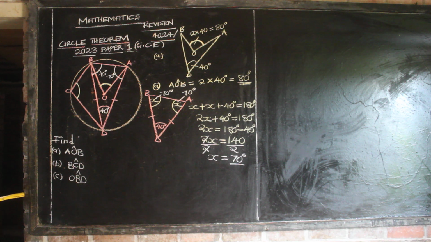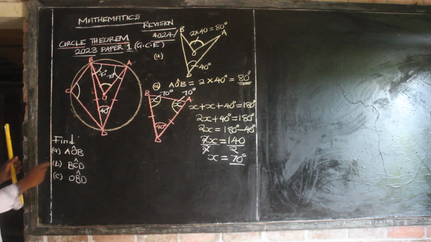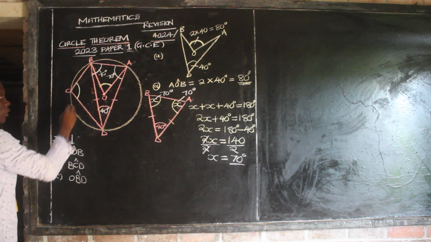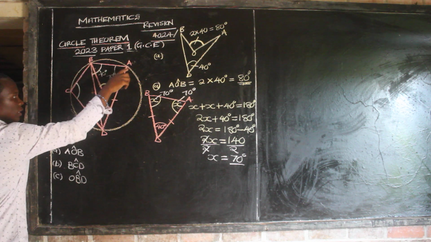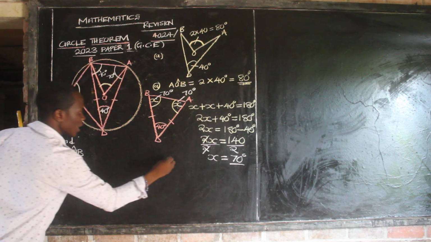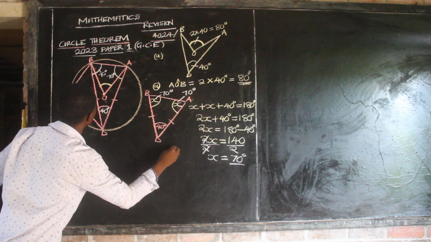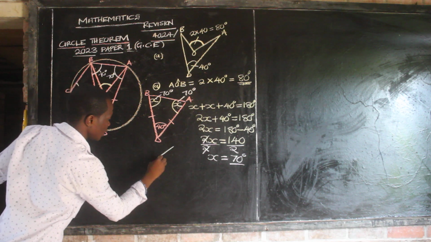So having done that, we can now look at the angle we want. So now they want which angle? They want BCD. So for us to know this angle BCD, we are going to use this cyclic quadrilateral. We have this cyclic quadrilateral which looks like this. A quadrilateral which is looking like this.